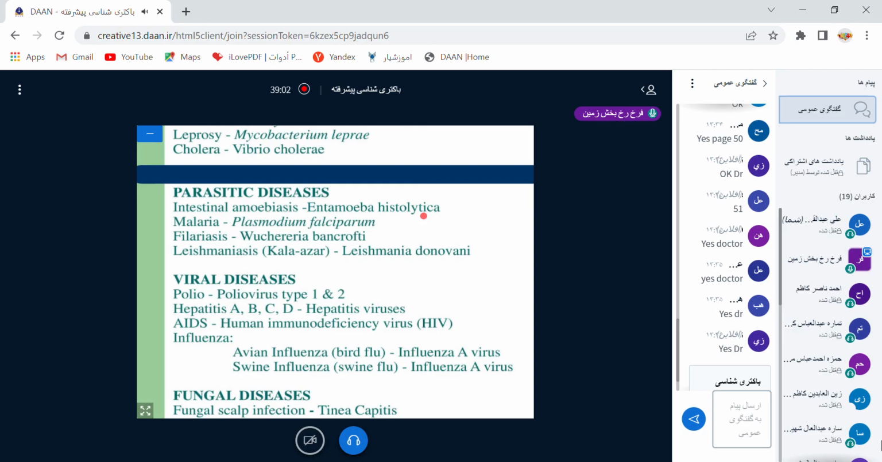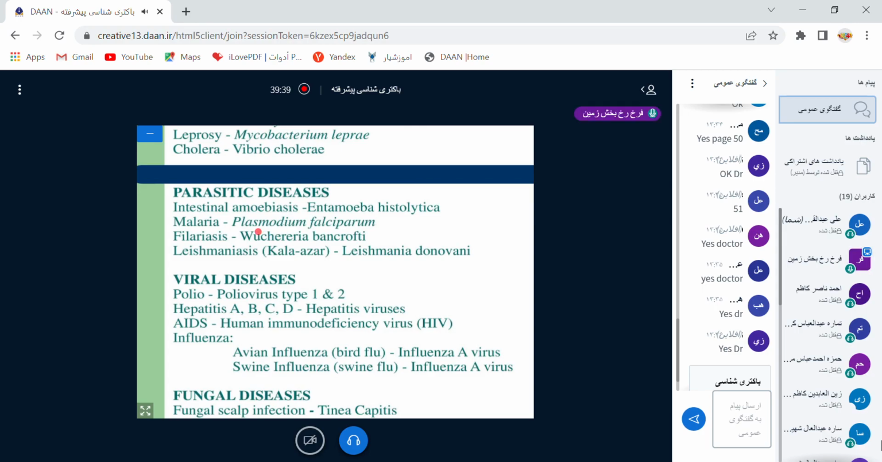Malaria: Plasmodium falciparum is one species. There are three other species also: Plasmodium vivax, Plasmodium ovale, and Plasmodium malariae. All the life cycles are the same, but some clinical syndromes may be a little more or less dangerous. The most dangerous Plasmodium is Plasmodium falciparum.